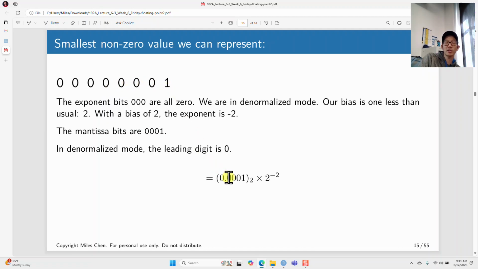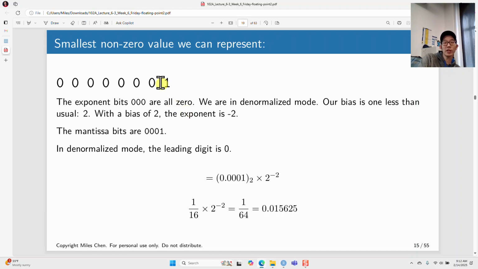So what is that? This is the halves spot, quarters, 8 spot, this is going to be 1/16. So I'm going to have 1/16 times 2 to the -2. 2 to the -2 is 1/4. So 1/16 times 1/4 gives me 1/64. This is the smallest possible number I can represent, 1/64. What is the next smallest value?